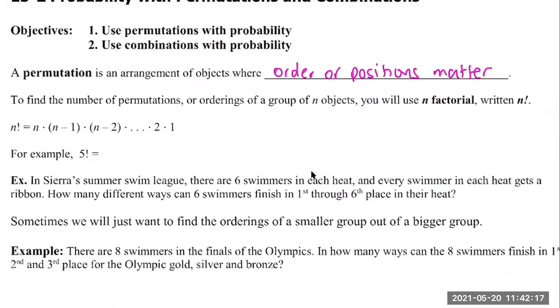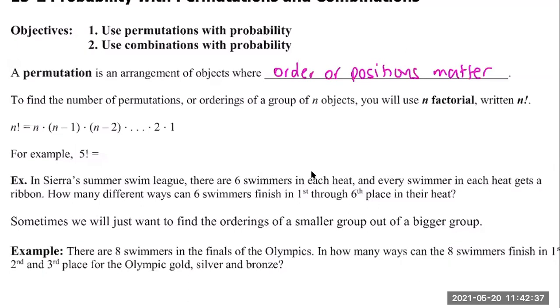And so this is Mrs. Springer's notes page, and she's talking about her daughter here. In Sierra's summer swim league, there are 6 swimmers in each heat, and every swimmer in each heat gets a ribbon. How many different ways can 6 swimmers finish in 1st through 6th place in their heat?